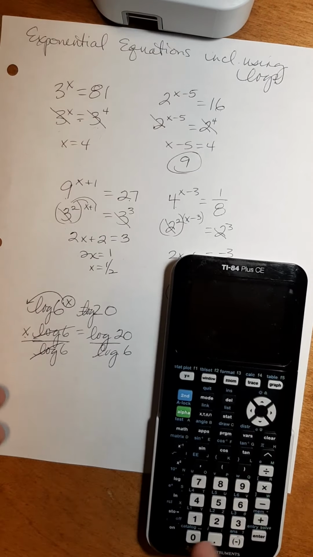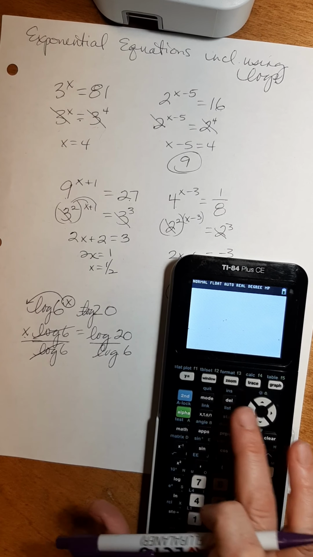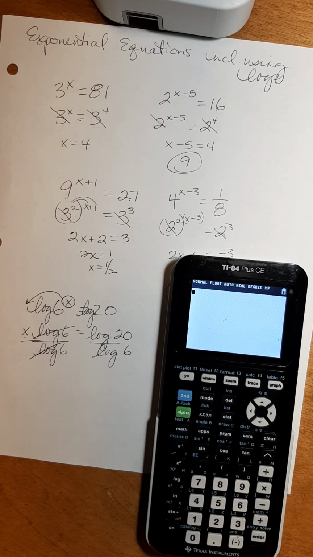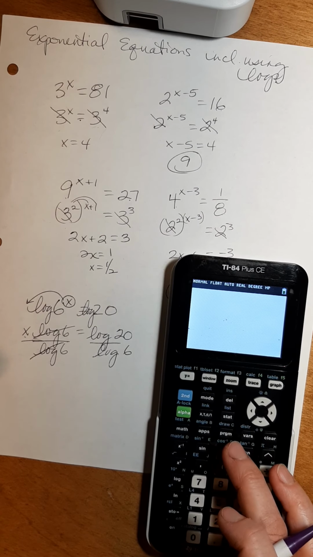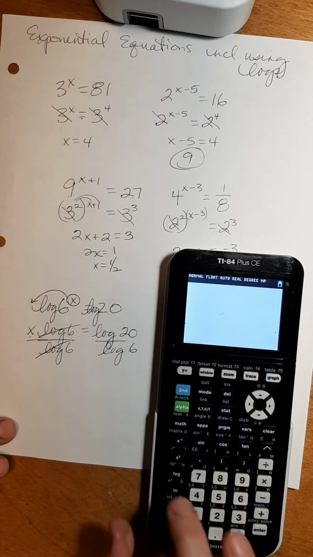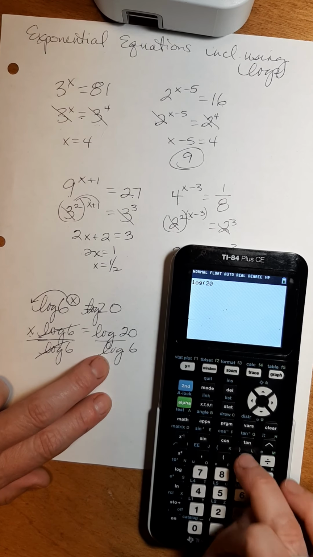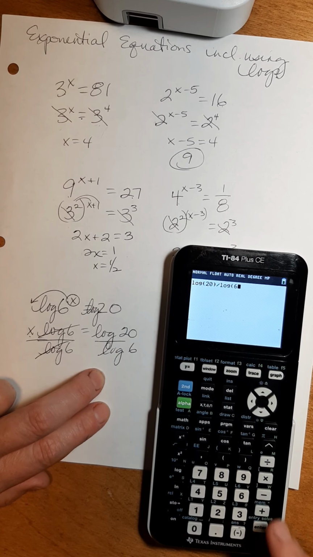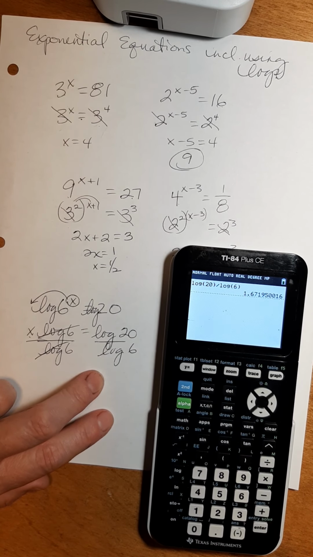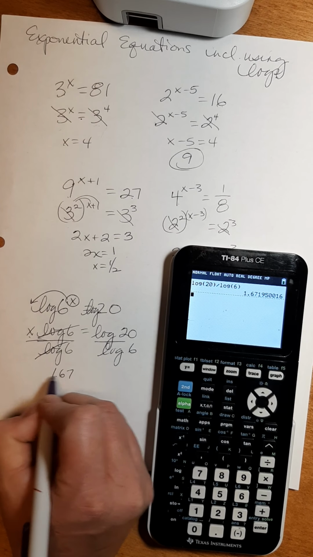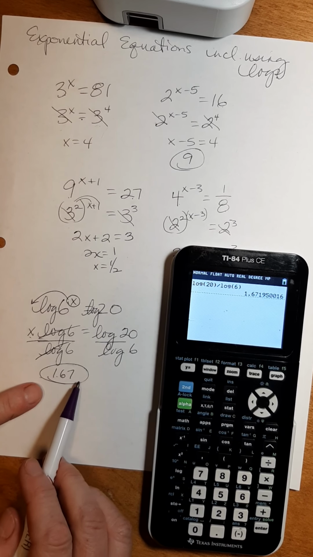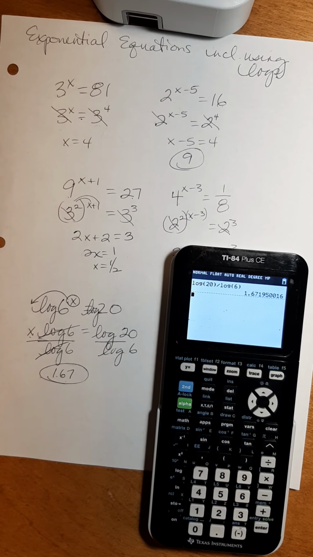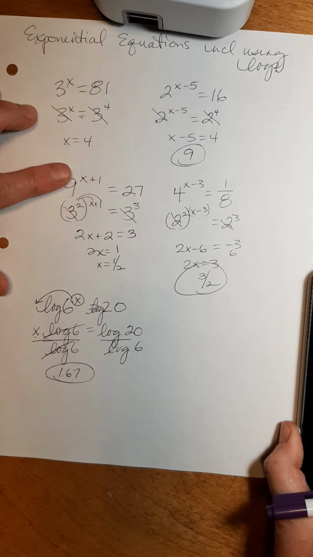So then, handy dandy calculator. Where's my log button? I haven't used it very much on this one. I can't see the forest for the trees. Oh, there it is. Sorry about that. Log of 20 divided by log of 6. 1.67. And sure enough, I typically round to hundredths. You knew it was between 1 and 2 and a smidgen closer to 2. So 1.67. Let's do another one.